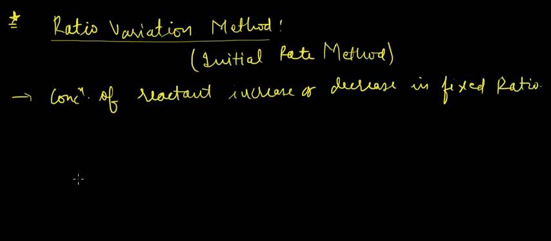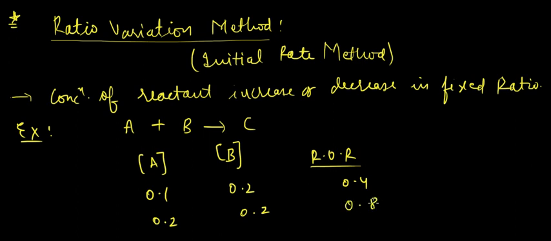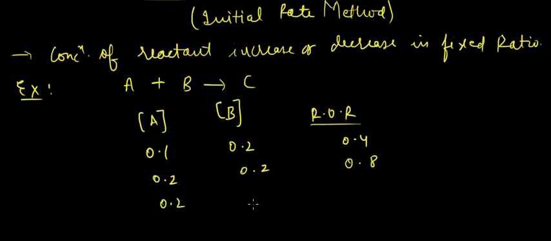Okay, so suppose we have a reaction in which A plus B is converting into C. Let's say the concentrations of A and B and the rate of reaction are: when it's 0.1, 0.2, the rate of reaction is 0.4; when it's 0.2, 0.2, the rate of reaction is 0.8; and when it is 0.2, 0.4, the rate of reaction is 3.2.